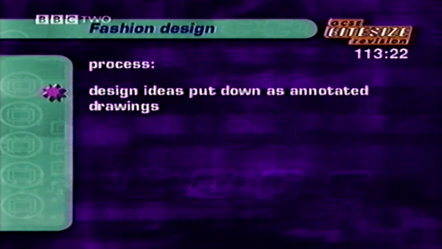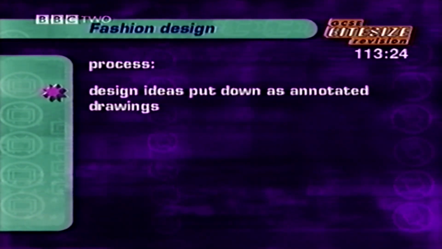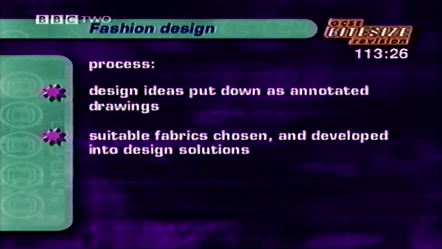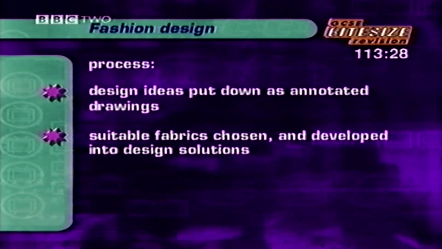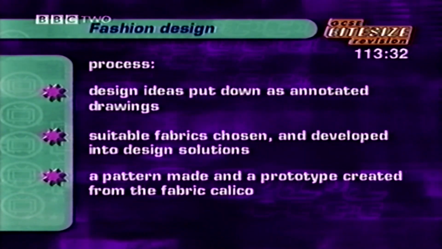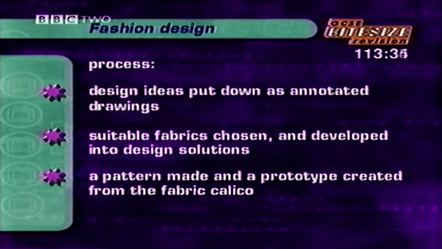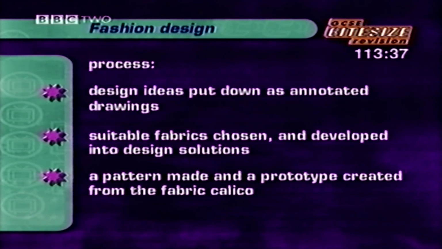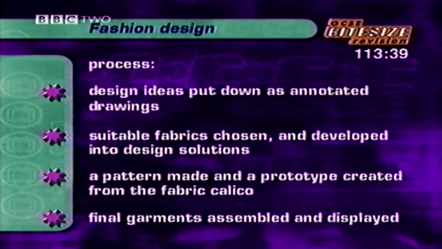They began by putting their ideas on paper as annotated drawings. Once they'd come up with a few alternative styles, they chose suitable fabrics and colours and developed them into a number of design solutions. A pattern was made from the drawings and a prototype was made in calico to make sure they had the look, shape and movement they wanted. Finally, the garments were assembled and displayed on the catwalk.